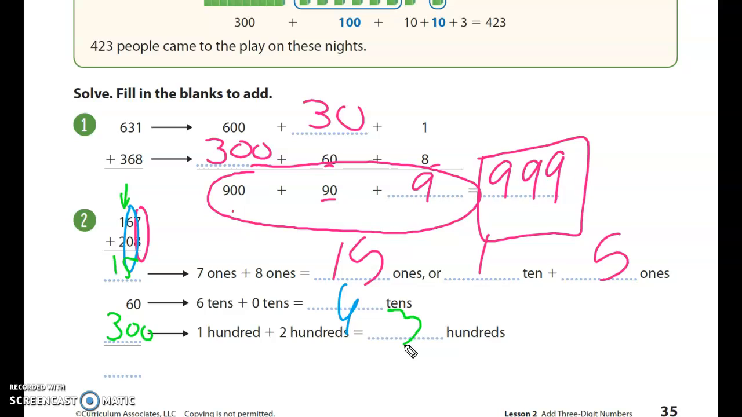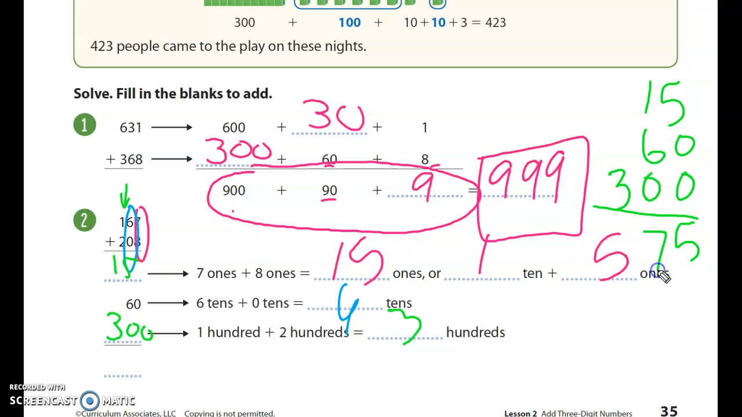Okay. So it looks like it's 15 plus 60 plus 300. Okay. 5 plus 0 is 5. 1 plus 6 is 7. And then 0 plus 3 is 3. So if I add all those together, I get 375.